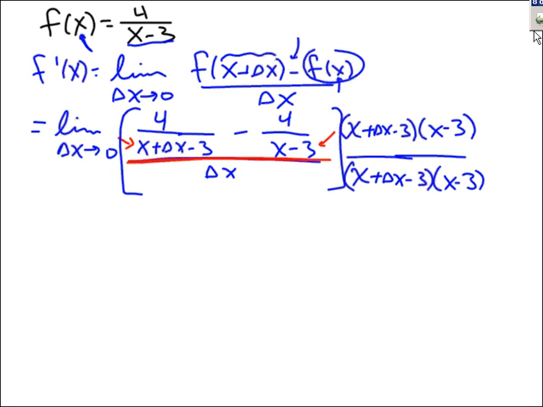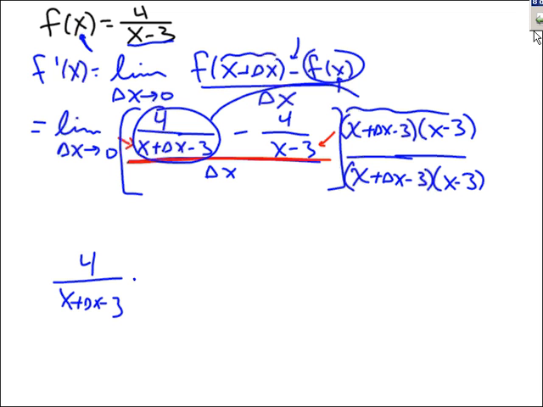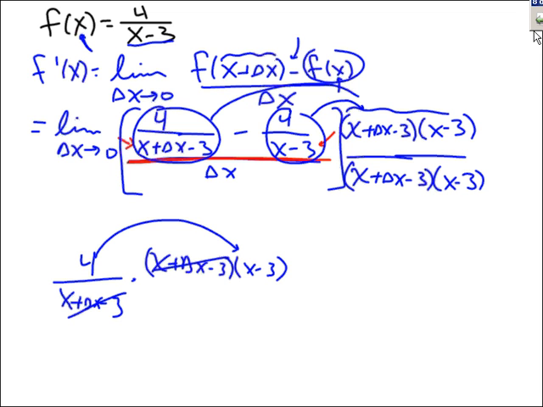Well, let's distribute. This times this. Look at it on the side. 4 over x plus delta x minus 3 times x plus delta x minus 3 times x minus 3. This cancels out, and you're left with 4 times x minus 3. When you multiply this by that, well, you get 4 over x minus 3 times x plus delta x minus 3 times x minus 3. This cancels out. We rigged it. And then you get 4 times x plus delta x minus 3.